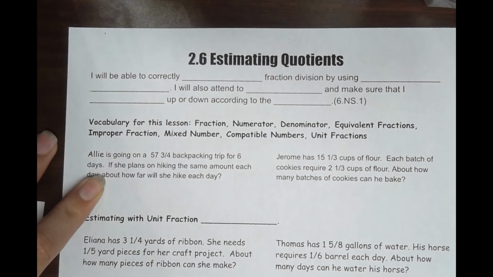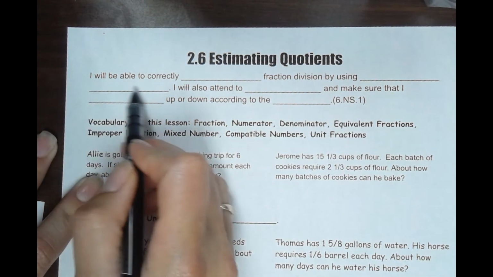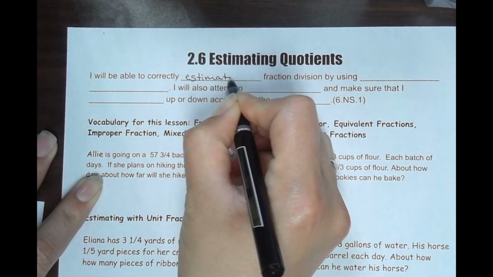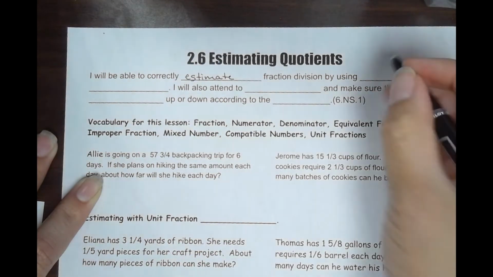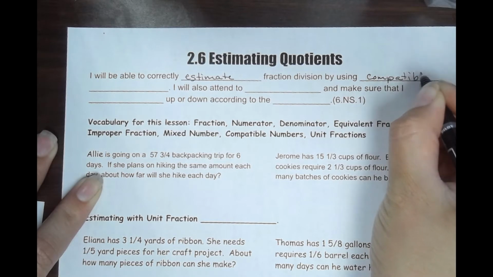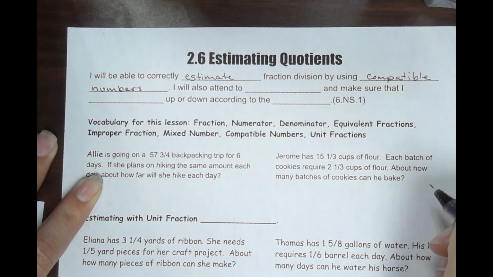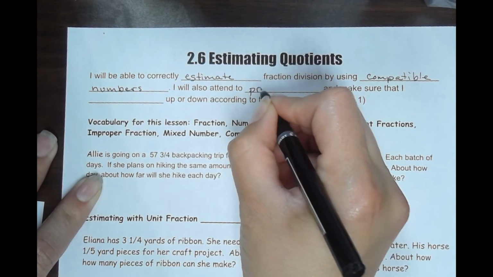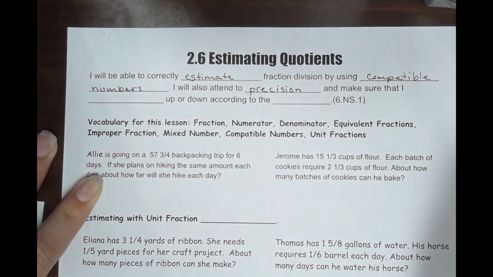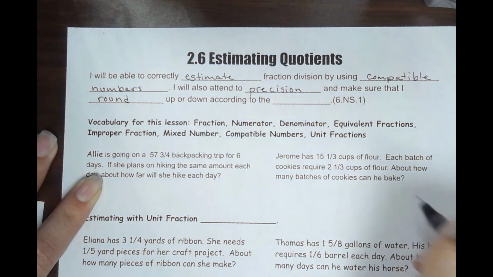Welcome back. This is lesson 2.6 journal. We are estimating quotients. I will be able to correctly estimate fraction division by using compatible numbers. I will also attend to precision and make sure that I round up or down according to the context.